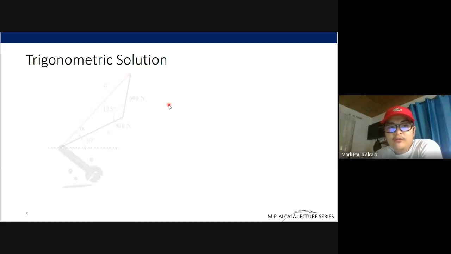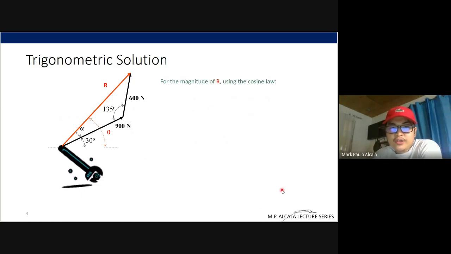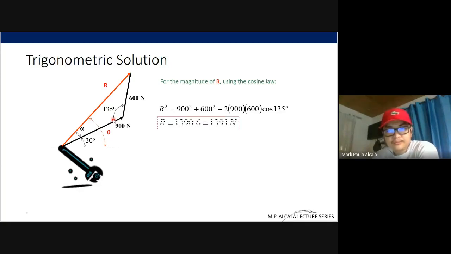Let's solve using the trigonometric solution, using first the cosine law. The magnitudes given are 900 and 600, just square them, minus 2 multiplied by 900 times 600, cosine of the included angle, 135 degrees. So the resultant force is 1,391, approximately, very close to 1,400 newtons.